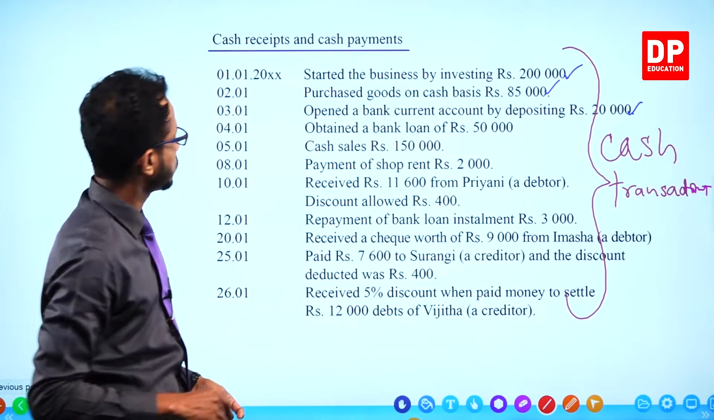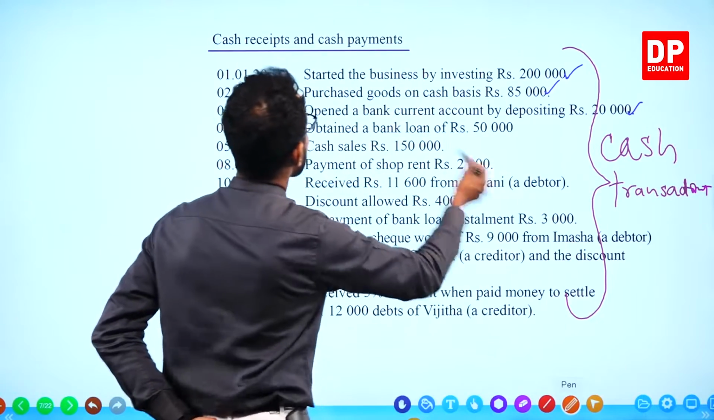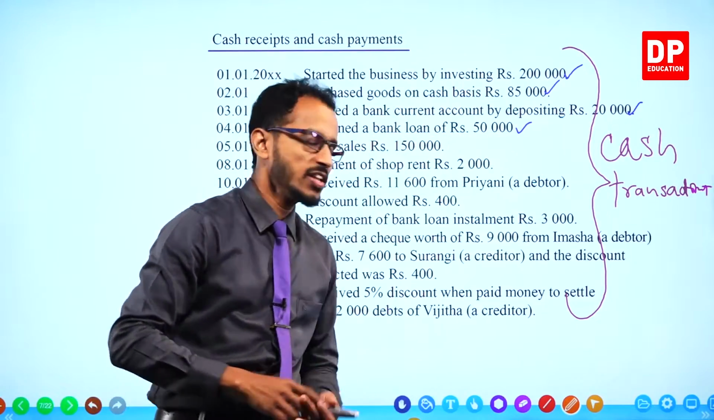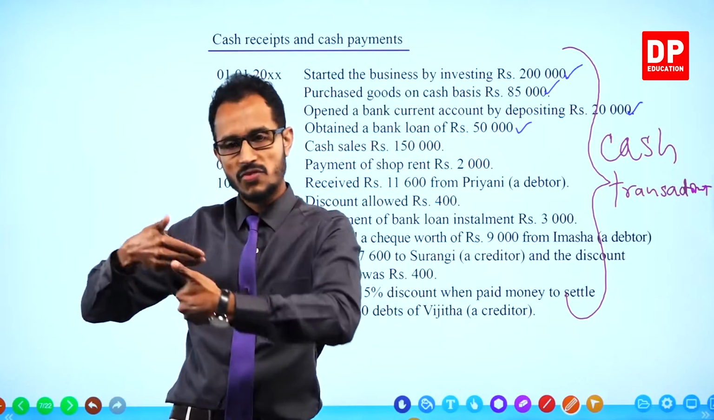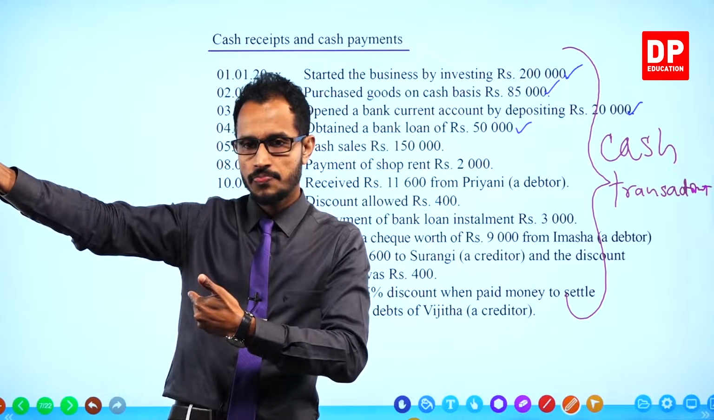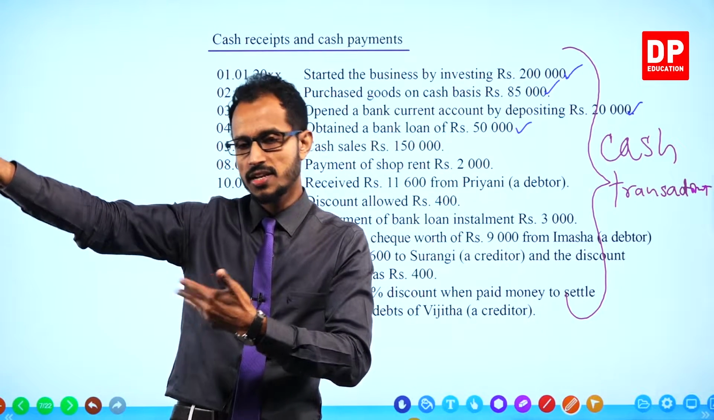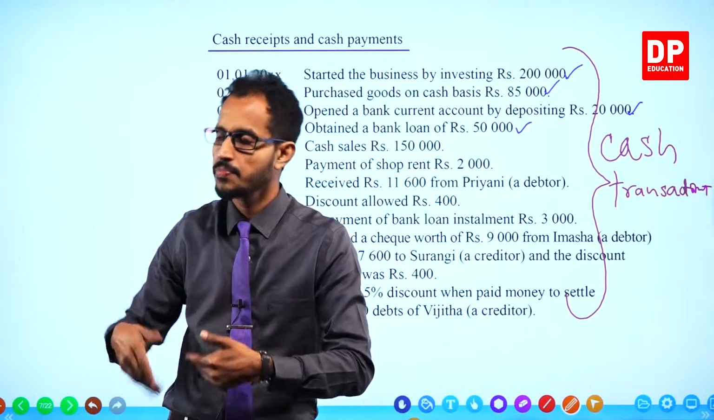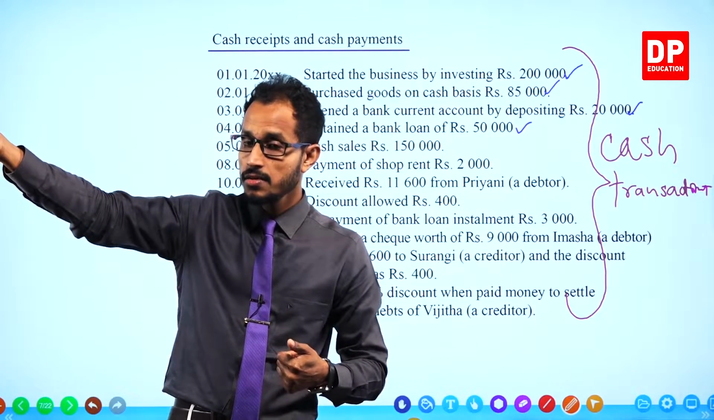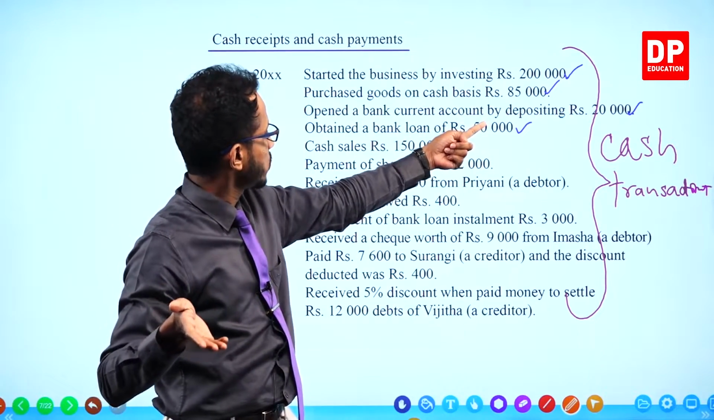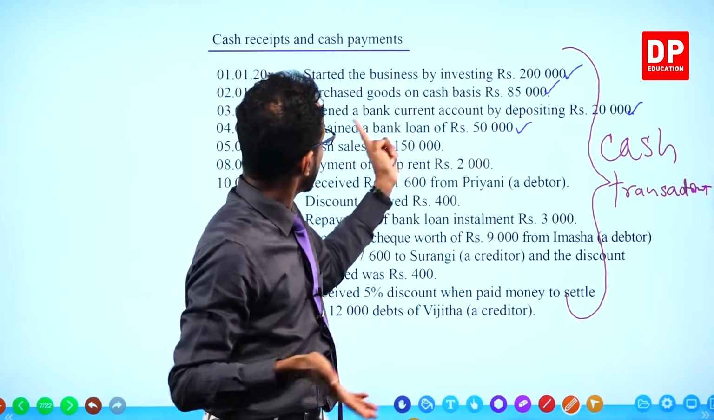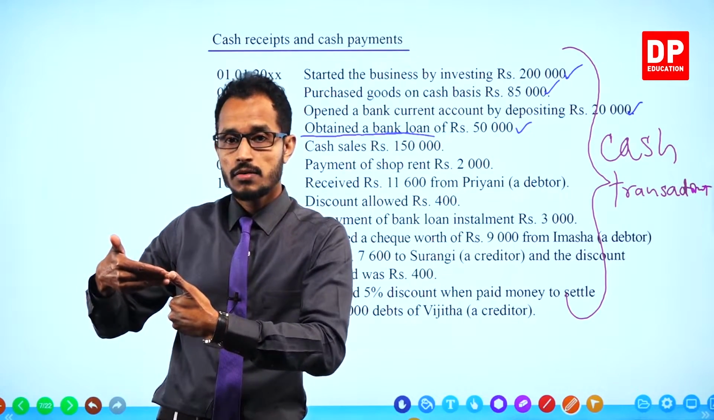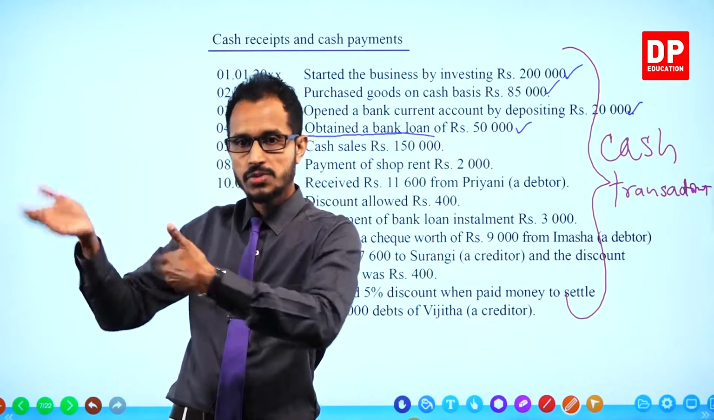Next transaction. We are done with that. Open the bank account. It's done. Next transaction. Obtain a bank loan, 50,000. Money comes into the business. We are taking money, lending from lenders. Lenders means people who lend us money, from a lending institute, finance company. No. It's a bank loan. So from a bank, we take money. We borrow money. So money comes in.